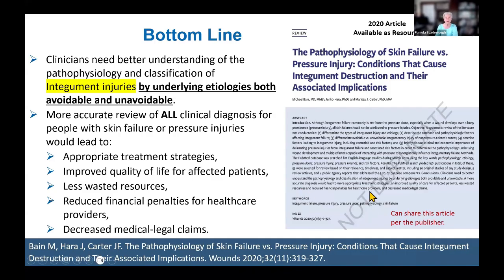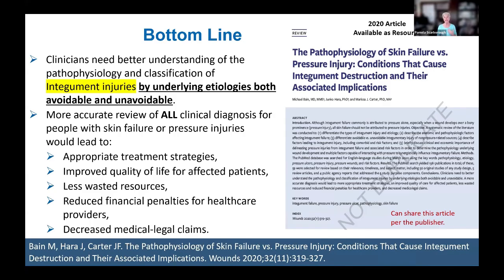So a more accurate review of all the clinical diagnoses for people with skin failure or pressure injuries would lead to things like appropriate treatment strategies. My treatment for skin failure is very different than my treatment for pressure injuries, in that I'm going back to the organs, which we should be doing with pressure injuries also. We have to go back to the organs to see how they're doing.